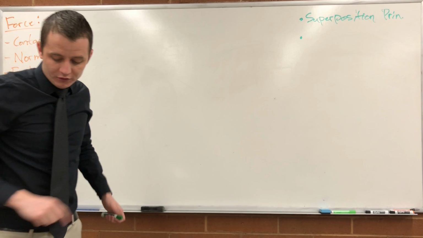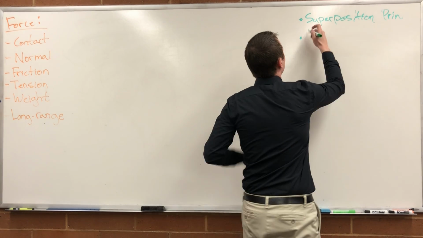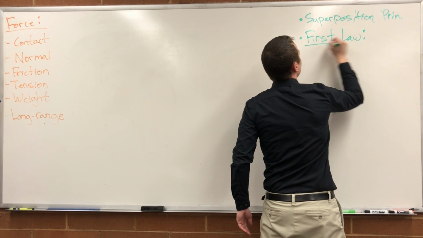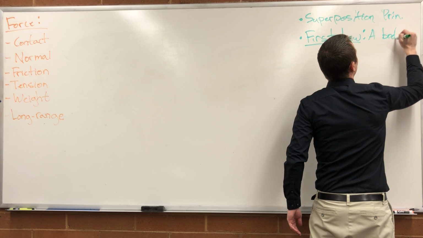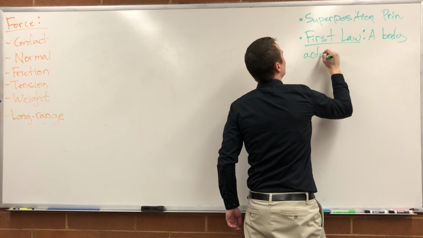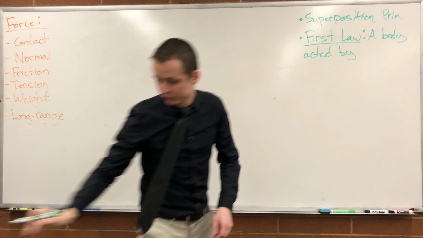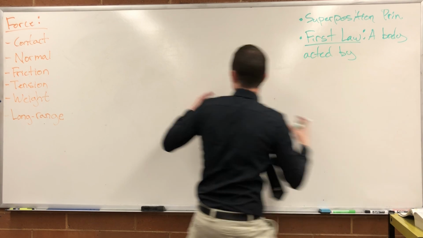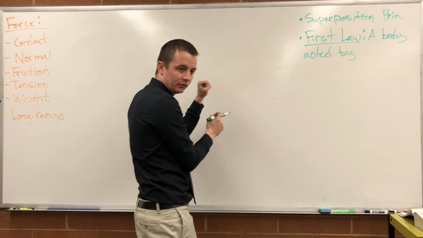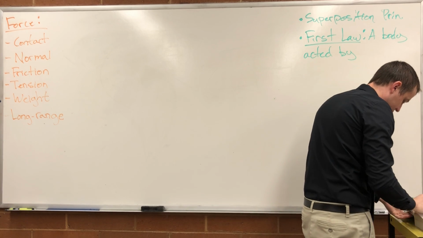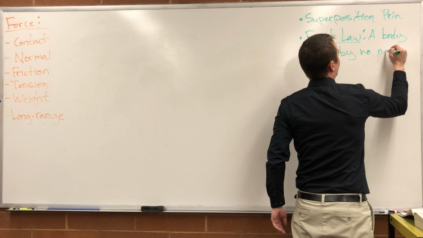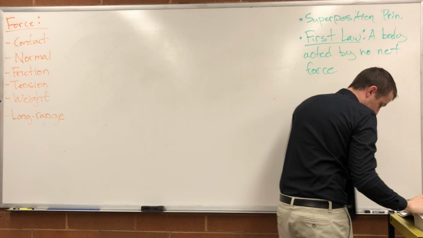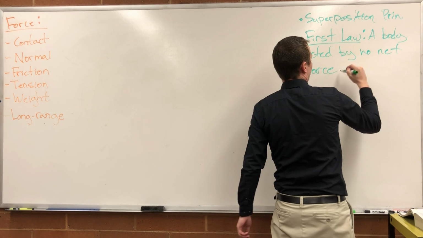A body acted on, okay, so maybe this one's worth writing. So our first law: a body acted on by no net force. Net force meaning when you add up all the forces acting on that object, they add up to a zero vector. Okay. So that's what we mean by no net force. A body acted on by no net force moves with constant velocity.